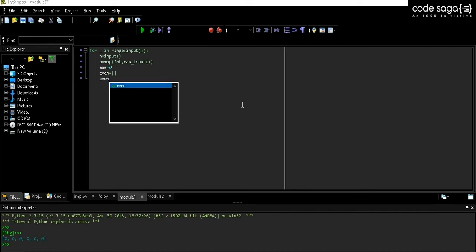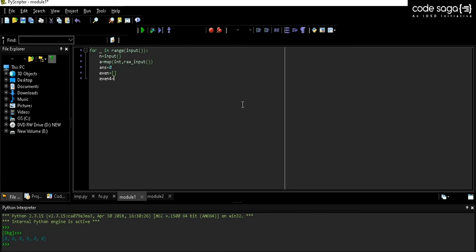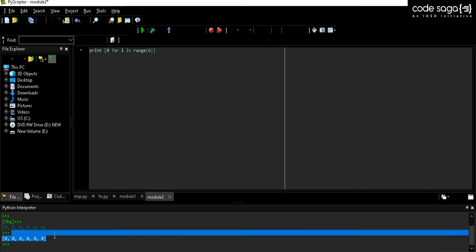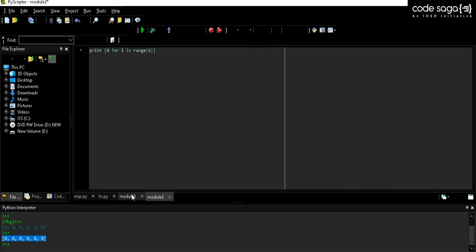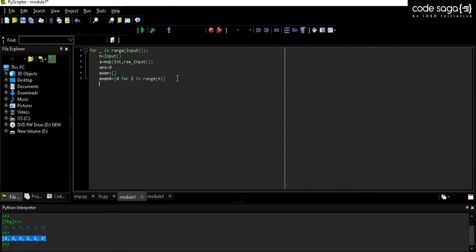And then I have another list which will be even4, which I will initialize 0 for i in range n. What this does is, as I'll quickly show you, say it is 0 for i in range 6. It will create a list with 6 number of zeros. Now that I have this, I will start the first loop, which will run n times.